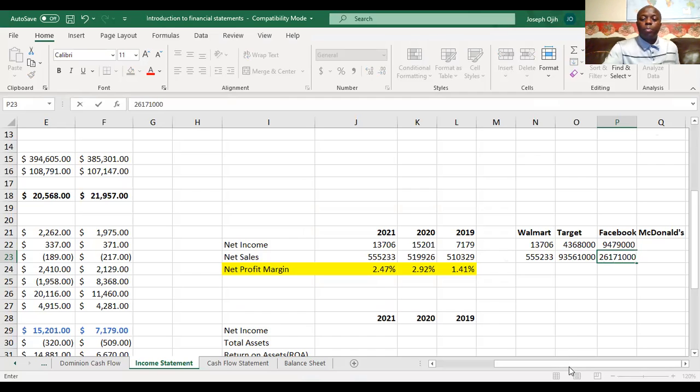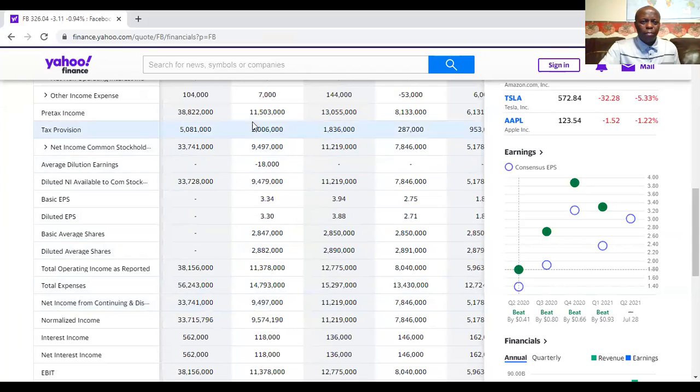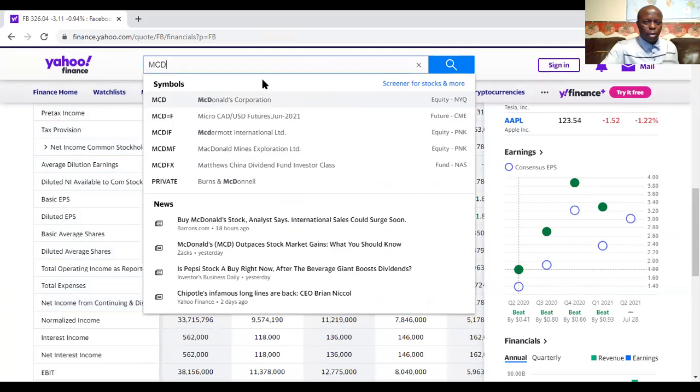Now, the last company we are putting here, you know, most analysts will put like 10 different companies and then check the ratios and then make their pick. So the next one we have is the company that we call McDonald's. We all know about McDonald's, a very popular company worldwide. The symbol is MCD, I believe. MCD, you can see the McDonald's Corporation right here showing up.